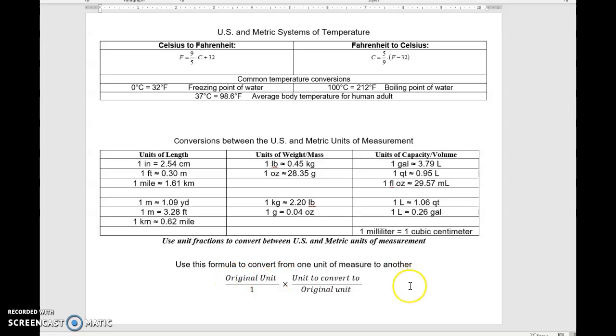So we're all going to use the same formula. We're going to take the original unit of measure they give us, just put it over 1. We're going to multiply it by what we call a unit fraction, which has the units to convert to over the original units. Then we just multiply like we normally do with fractions. Straight across the top, straight across the bottom, then simplify if possible.